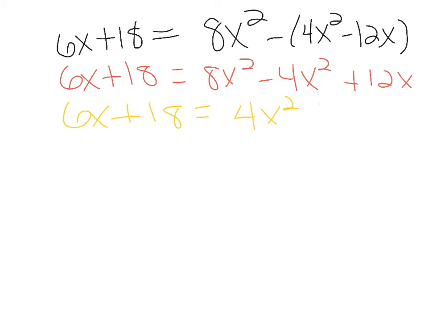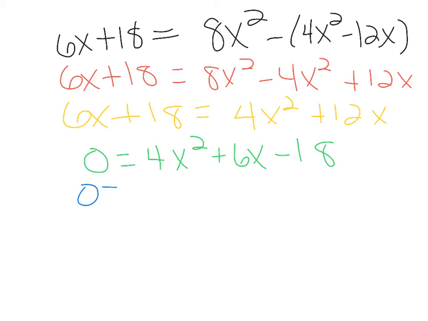6x plus 18 equals 4x squared plus 12x. My next step is to get the equation set equal to 0 so I can factor and apply the zero product property. So I would subtract 6x and 18 from both sides of my equation to get 0 equals 4x squared plus 6x minus 18. Now before I factor it, I notice that each of my terms has a common factor of 2, so I'm going to pull out that greatest common factor and rewrite my equation as 0 equals 2 times the quantity of 2x squared plus 3x minus 9.